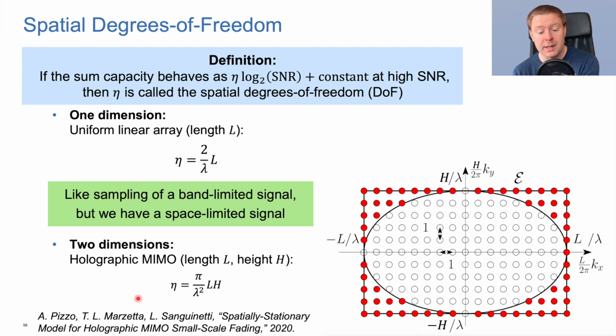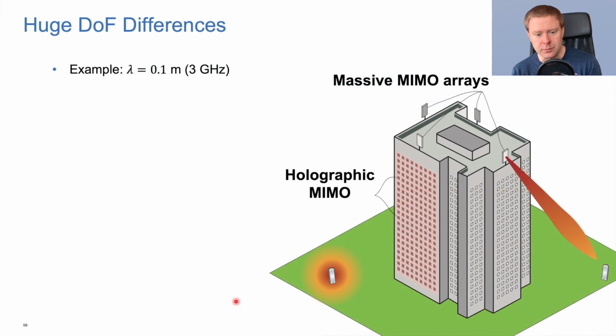So this is a formula that can be utilized in order to figure out how many signals can be spatially multiplexed ideally. So let me give you an example of that. We have massive MIMO arrays, and we have a holographic MIMO array on the entire facade here. And we have the 3 GHz frequency, as I'm usually considering, because that is the main 5G frequency.